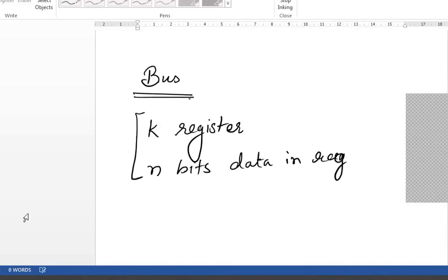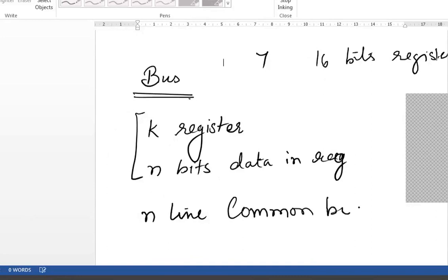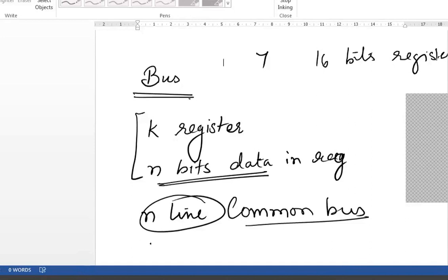So these are my registers. If I say 16 bits of data, I have 16 bits. Suppose I have seven 16-bit registers. If you want to design a bus system for K registers which have n bits of data in them, you will need, first of all, an n-line common bus. We had 4-bit registers; whatever the number of bits of data, your common bus will have that many lines. Then you will require n multiplexers. Depending upon the bits of your register, that many multiplexers you require. So if your register has 16 bits, you will need 16 multiplexers.